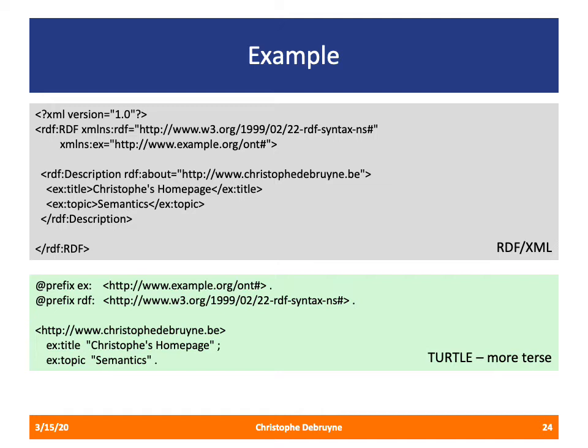So here we have our thing, which has HTTP www.christophdebruine.be as the subject. It has a particular title called Christoph's homepage, and then rather than a period, I avail of a semicolon to state I will tell something else about the subject, which is the topic being semantics. And now I end that description with a period.